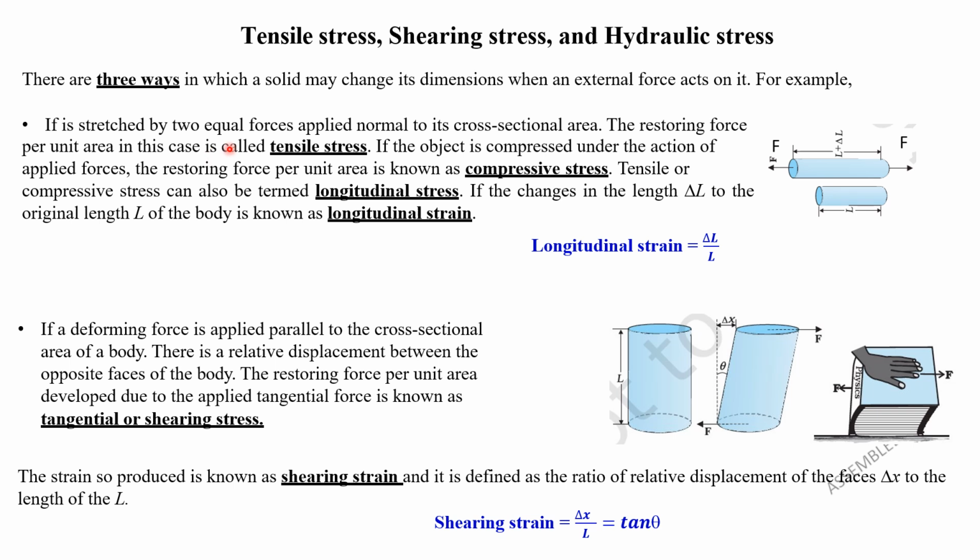if your body is stretched by two equal forces applied normal to its cross-sectional area, the restoring force per unit area in this case is called tensile stress. If the object is compressed under the action of applied force, then the restoring force is known as compressive stress. Tensile or compressive stress can also be termed as longitudinal stress. The ratio of the change in length, that is delta L, to the original length of the body is known as longitudinal strain. Whatever change is occurring is called strain. That is, longitudinal strain is equal to delta L divided by L.